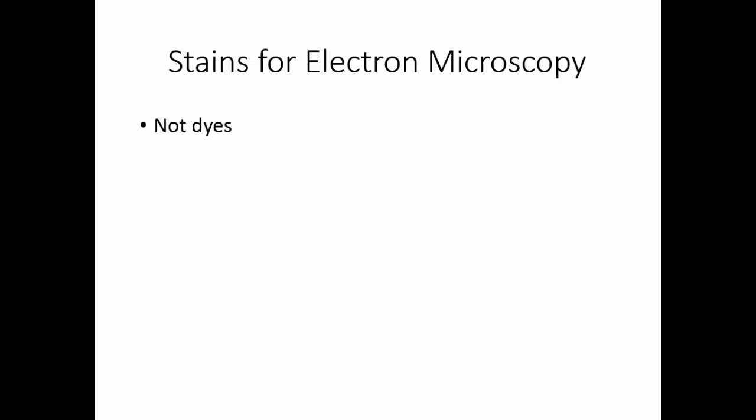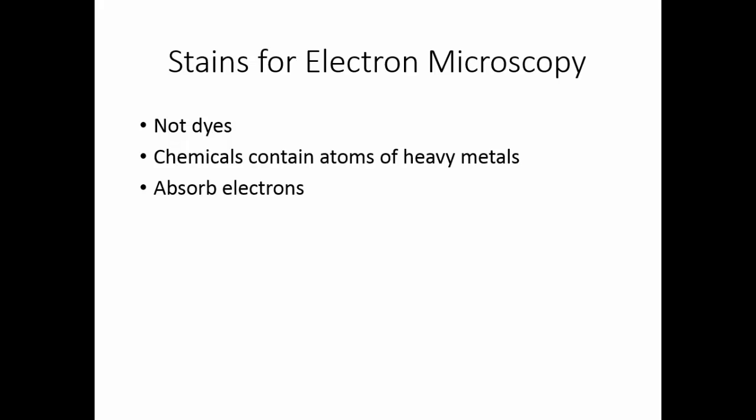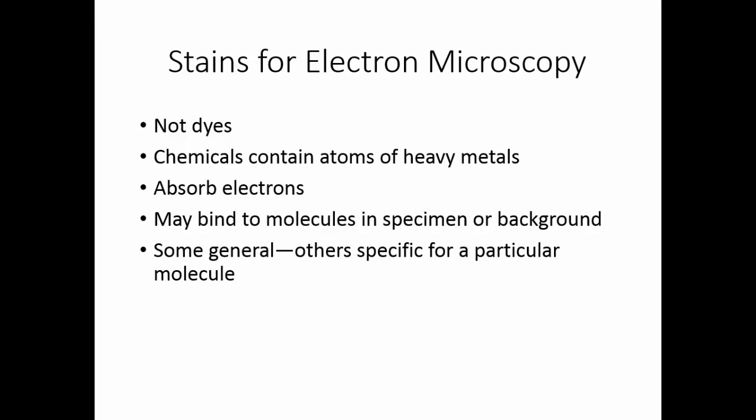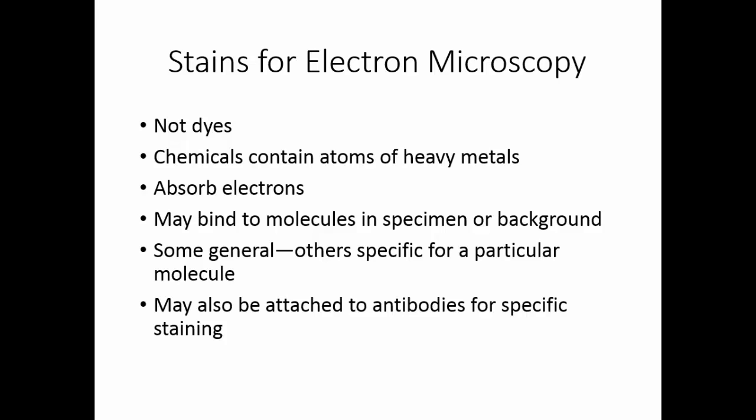Electron microscopes don't use dyes for staining, but they do use chemicals that contain atoms of heavy metals. These atoms will absorb electrons and alter how fast the electrons get through the specimen. Sometimes the chemicals bind to molecules in the specimen, sometimes they bind to the background. Some are very general, others are specific for a particular molecule. These chemicals can also be attached to antibodies for more specific staining.